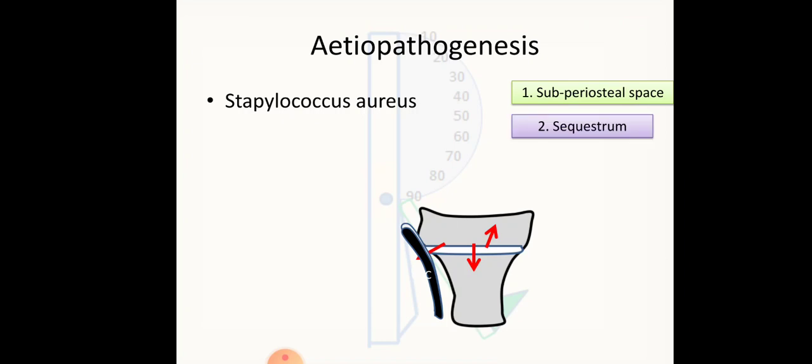The second step. After the second step, what will happen? It will form the pus because the bacteria is reproducing itself. So pus accumulation is known as your periosteal reaction.